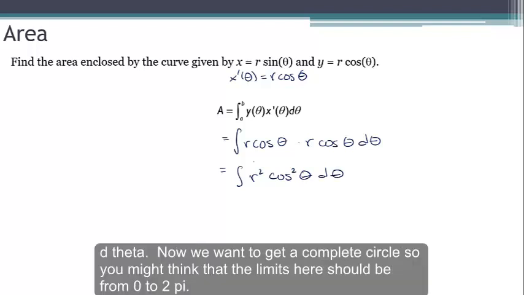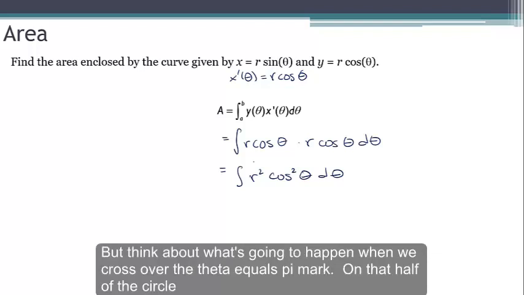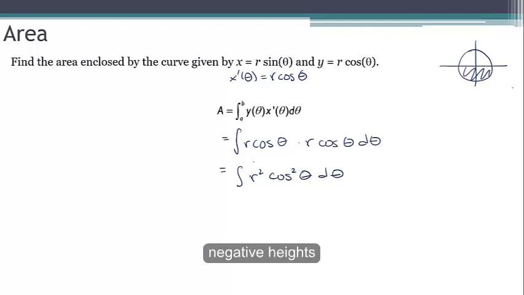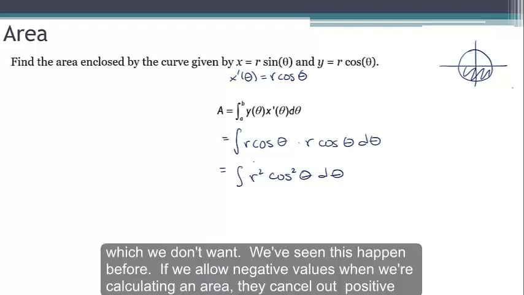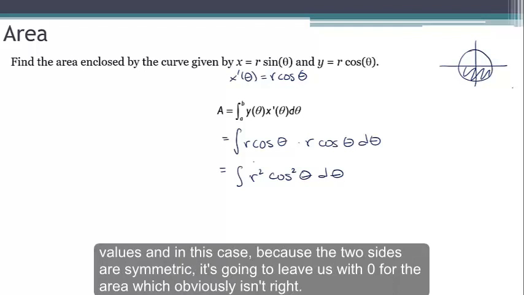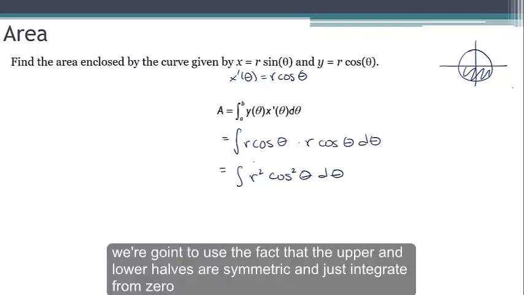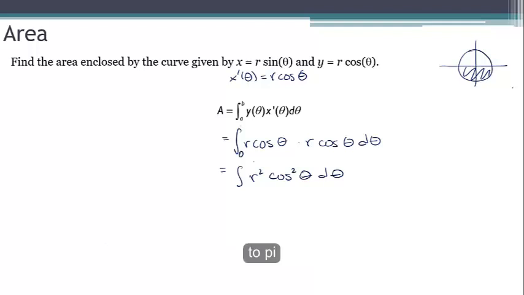Now, we want to get a complete circle. So you might think that the limits here should be from 0 to 2 pi. But think about what's going to happen when we cross over the theta equals pi mark. On that half of the circle, we're getting negative heights, right? Which we don't want, because we've seen this happen before. If we allow negative values when we're calculating an area, they cancel out with the positive values. And in this case, because the two sides are symmetric, it's going to leave us with 0 for the area, which obviously isn't right. So to fix this, we can use the fact that the upper and lower halves are symmetric and just integrate from 0 to pi and then double the result to get a whole circle.